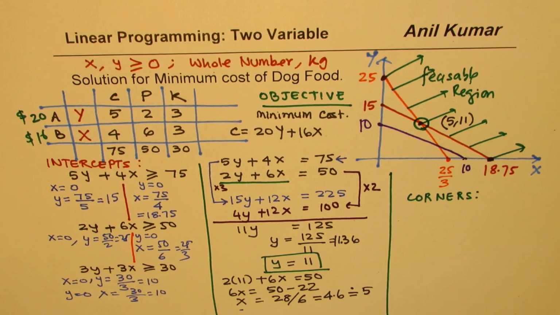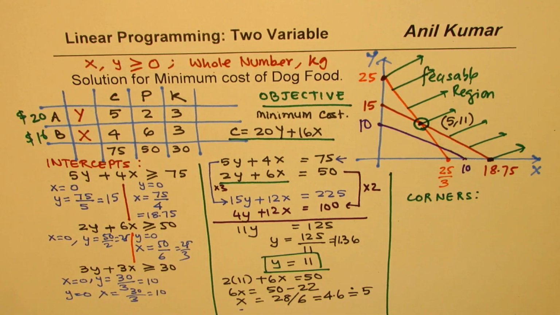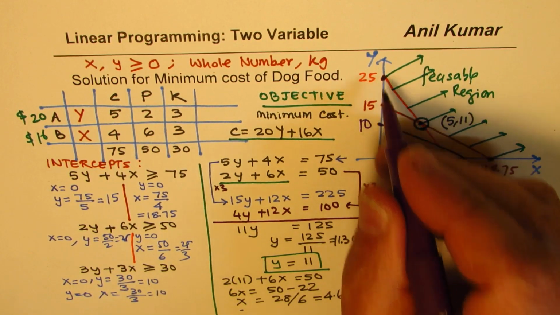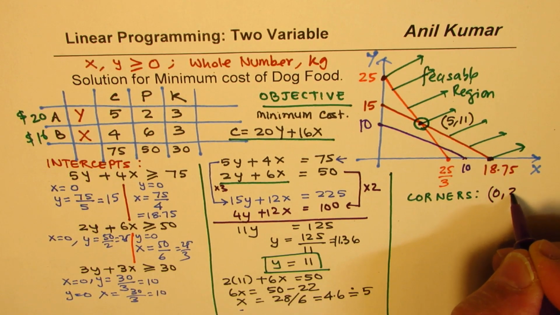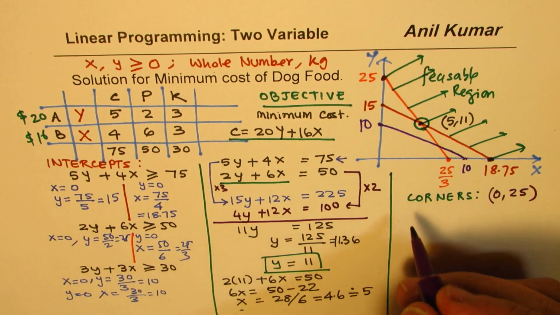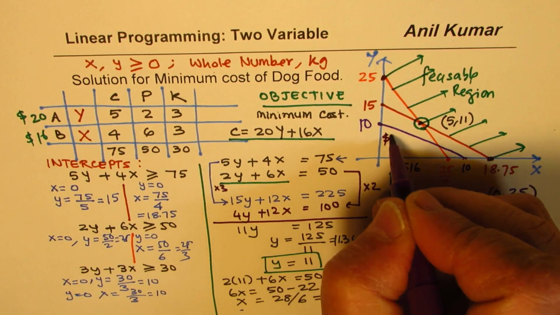So these corners for us are what? For each corner, we are going to check the value of cost, correct? Whichever is minimum is our solution. Perfect. So let's begin with the very first one, which is x value of 0, y value of 25. As far as the cost is concerned, x is $16, right? And y is $20, correct?